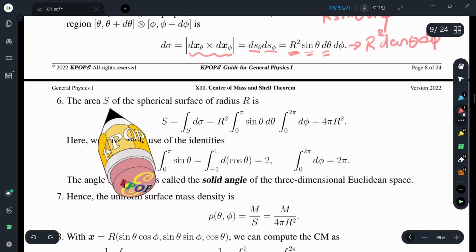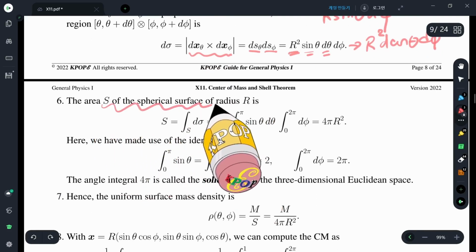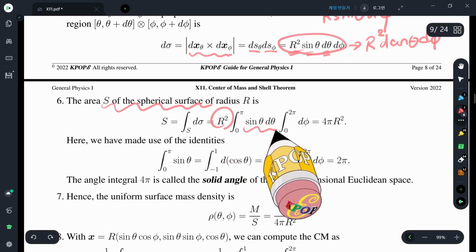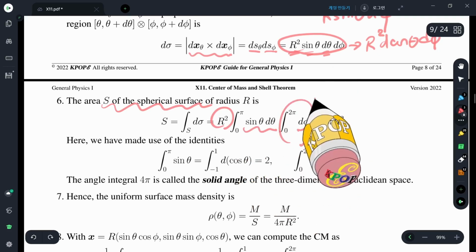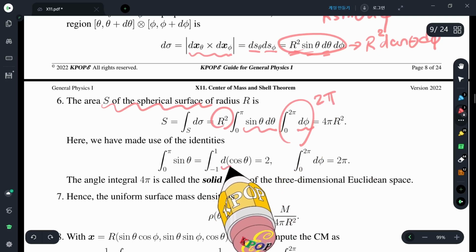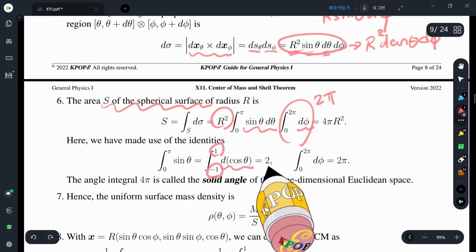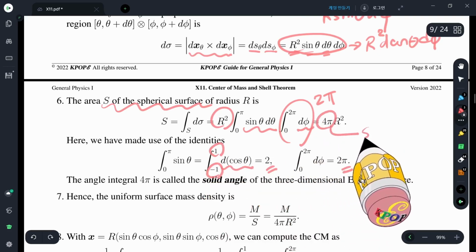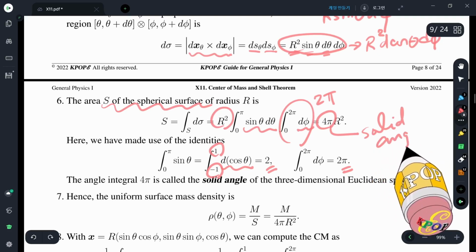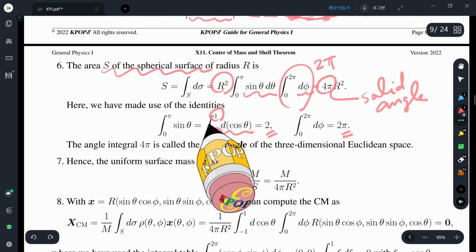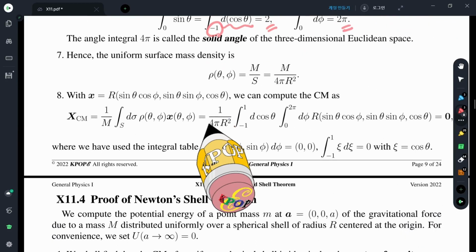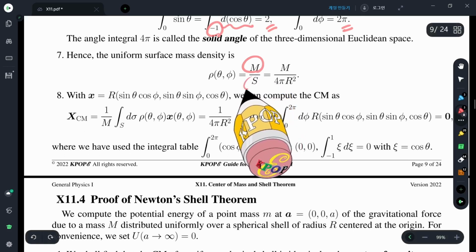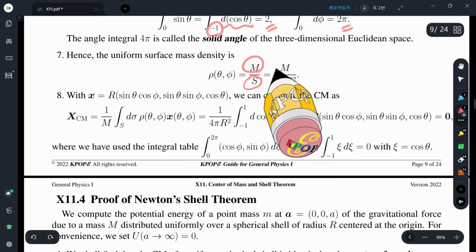The spherical surface can be integrated by using this surface area element, r squared sine theta d theta d phi. The azimuthal angle gives 2 pi, and d cosine theta running from minus 1 to 1 gives 2, and the product becomes 4 pi, that is the solid angle. The density can be computed by taking the ratio of the mass and the surface area, 4 pi r squared.